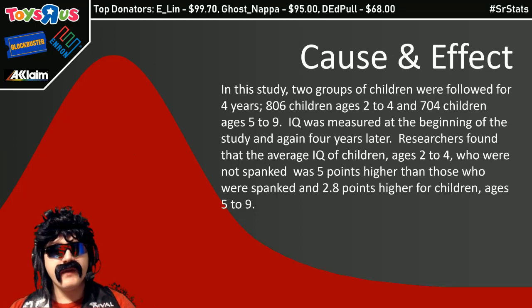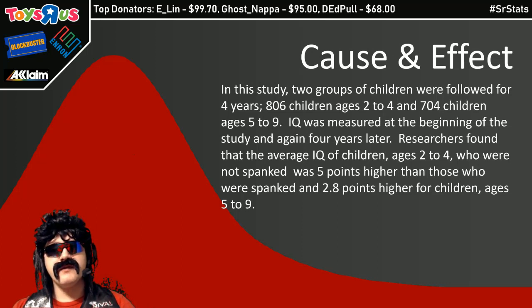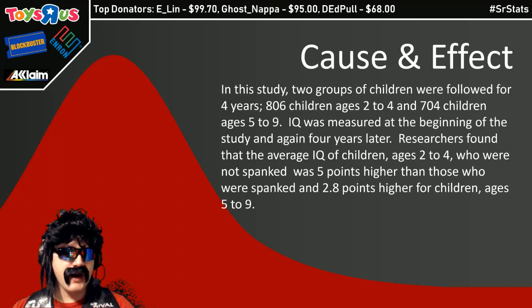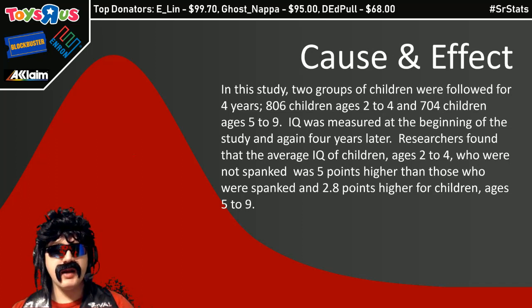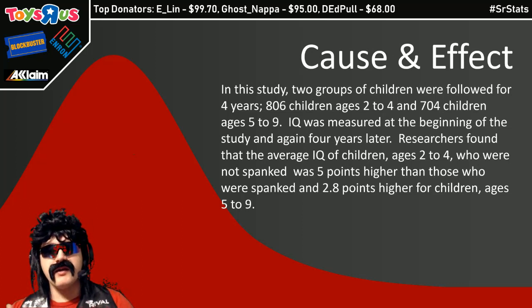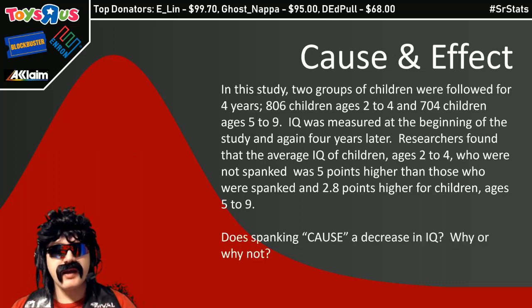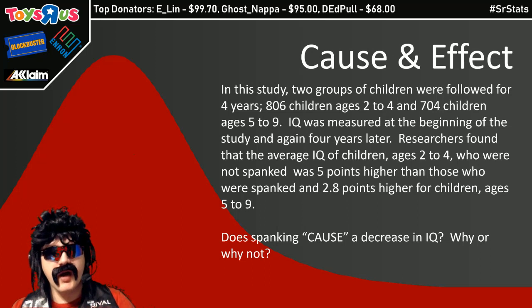Okay, let's just look at this example. In this study, two groups of children were followed for 4 years: 806 children ages 2 to 4 and 704 children ages 5 to 9. The IQ was measured at the beginning of the study and again 4 years later. Researchers found that the average IQ of children ages 2 to 4 who were not spanked was 5 points higher than those who were spanked, and 2.8 points higher for the children ages 5 to 9. So the question is, does spanking cause the decrease in IQ? Why or why not? So this is a little bit more of a loaded question.